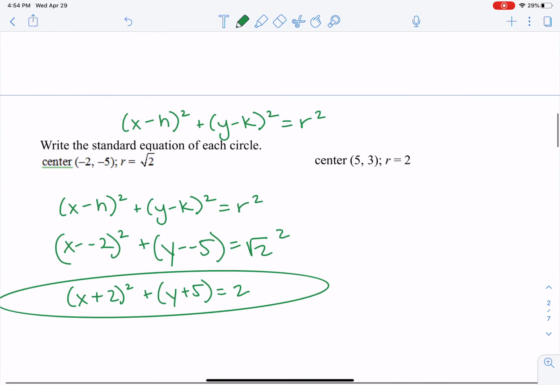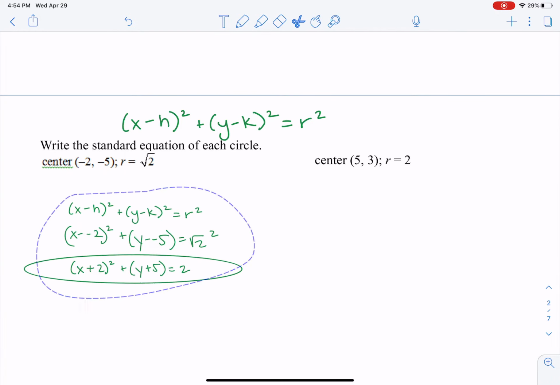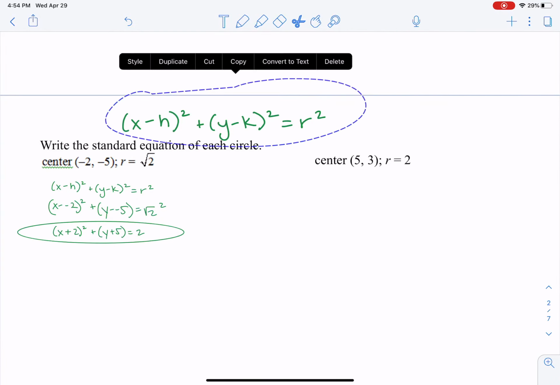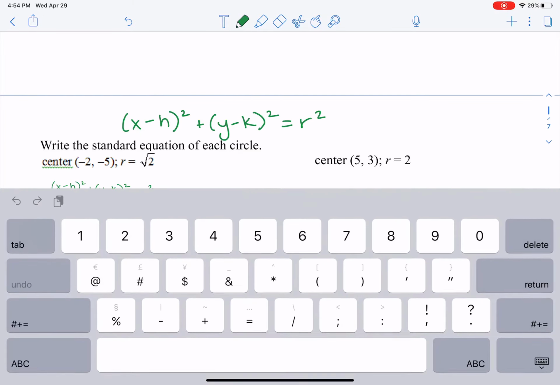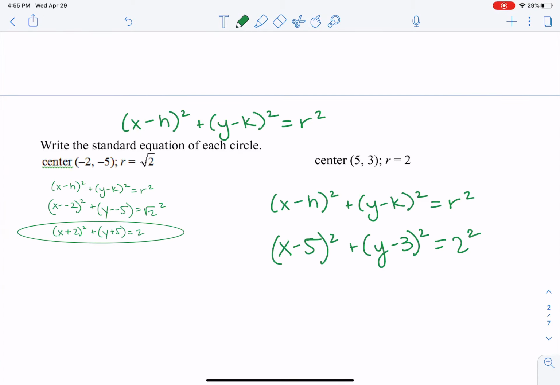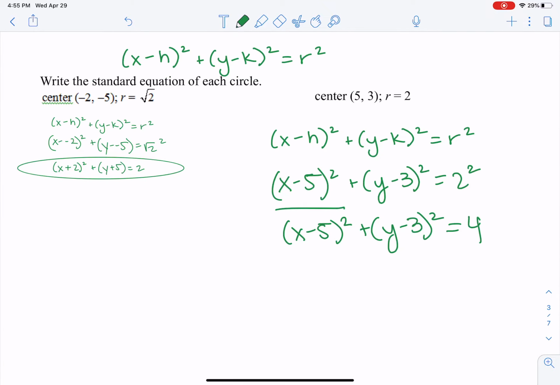We'll try it again here. So our center is 5, 3, so 5 for the H and 3 for the K, and then the radius is 2. Oops. So I didn't have any negatives. I needed to make positives, so I'm going to keep that, but I am going to rewrite 2 squared as the number 4. And that is the distance.